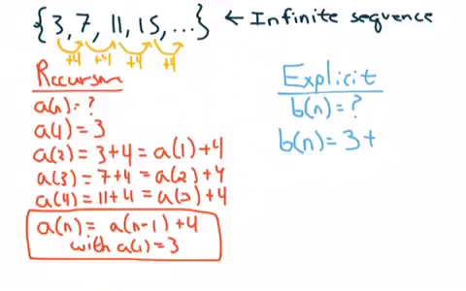So to get that 7, I'm doing 3 plus 4, and we're adding that 4 one time. Now let's look at the next one. So to get this 11, what should I add to 3 to get the 11? To get the 11, I would need to add 4 2 times to 3.